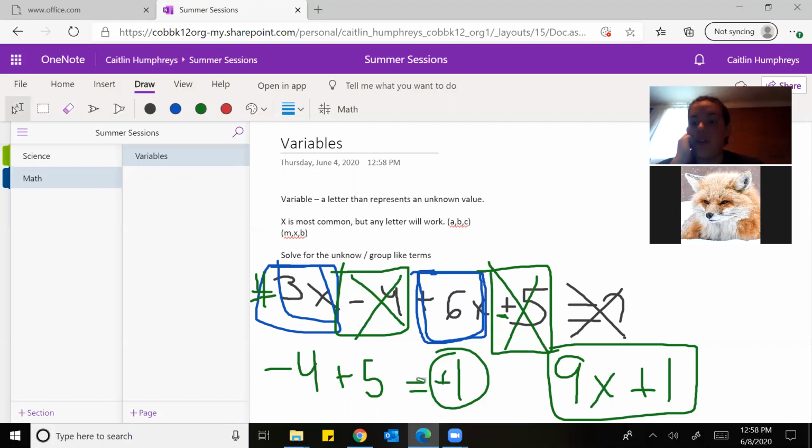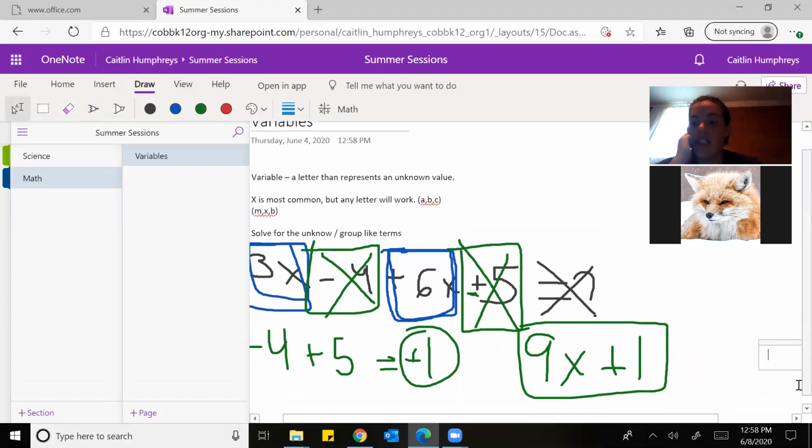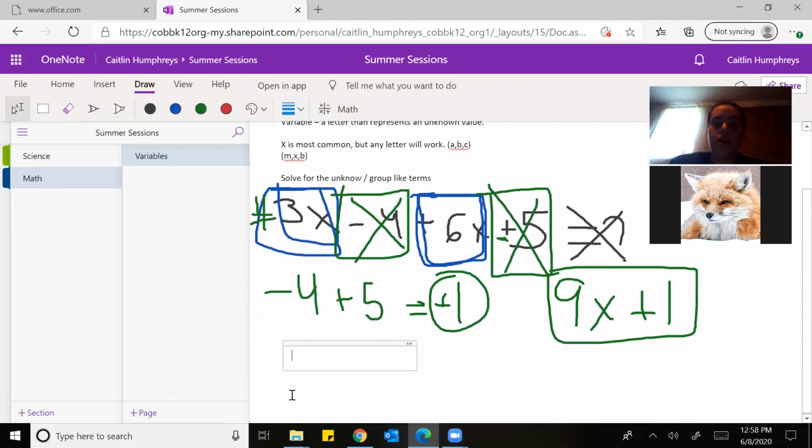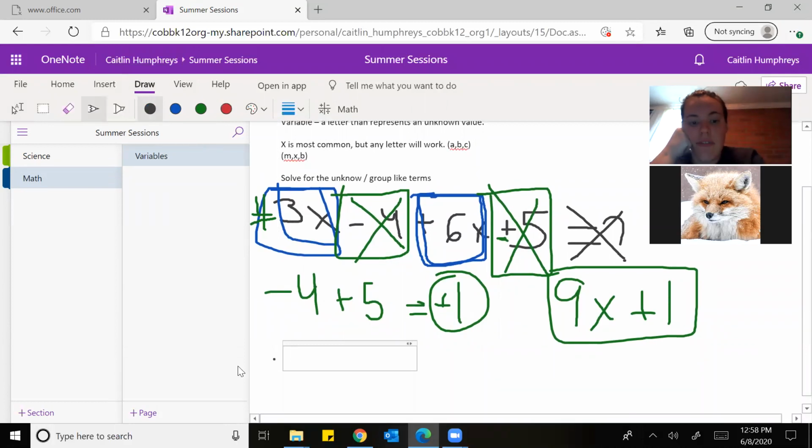Now, what do we do if there is an equals on the other side? What if we're asked to solve something? Okay, so let's try here. If I'm asked to solve an equation, and let's say I'm given 3x plus 5 is equal to, I'm never good at making these up off the top of my head, 8.